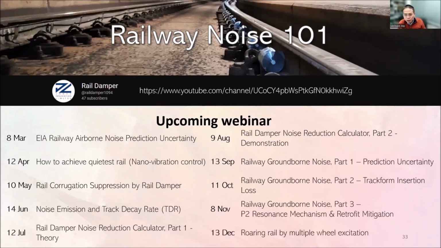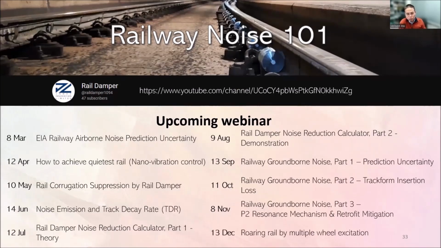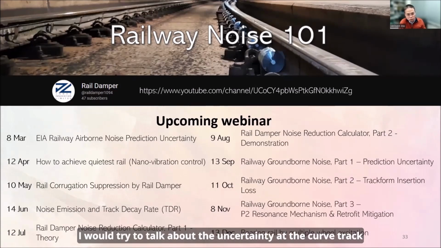Okay, I did not see more questions. The next seminar would be the EIA Airborne Noise Prediction Uncertainty. Actually, the EIA prediction method has a lot of safety factors, so those uncertainties would not affect the noise result. Only at the curve track. At the curve track, there are a lot of uncertain dynamic mechanisms, making the prediction very difficult. So in the next webinar, I would try to talk about the uncertainty in the curve track.